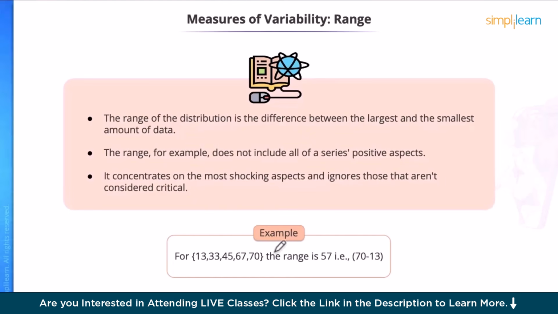Range. The range of a distribution is the difference between the largest and the smallest amount of data. The range, for example, does not include all of a series' positive aspects. It concentrates on the most extreme aspects and ignores those that aren't considered critical. For example, for the set 13, 33, 45, 67, 70, the range is 57. That is, the maximum, which is 70, minus the minimum over here, which is 13.